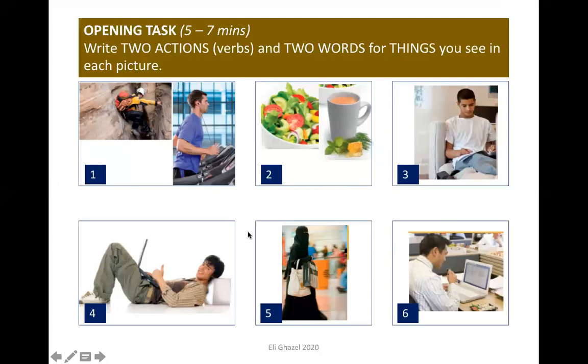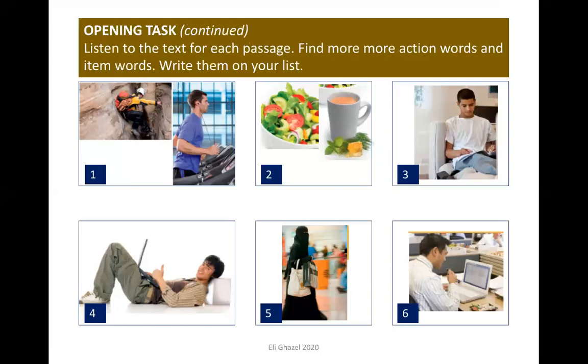Number two, by looking at the picture to think of words such as actions or words for things you see, they are looking at the picture more closely. When they finish, you're going to ask them to continue. So now you're going to say, all right, you have written words. We're not going to check your words. What we want you to do is to listen to the text that I'm going to read you for each passage.